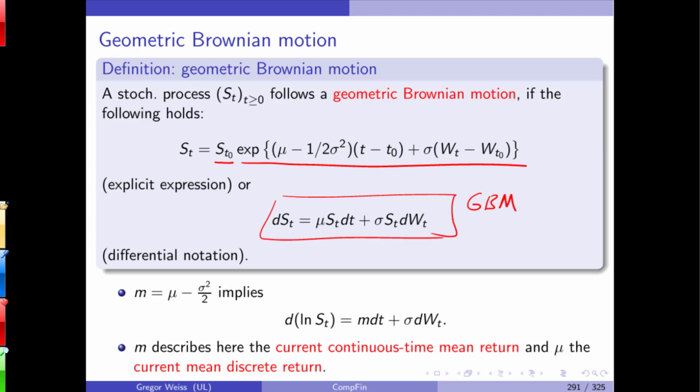If we set m equals mu minus sigma squared divided by 2, this implies that the log returns are again given by m dt plus sigma dW_t. And m is the continuous-time mean return, and mu is the discrete mean return. So that's a geometric Brownian motion. The difference is only that instead of mu dt and sigma dW_t, you squeeze in S_t, the process itself.